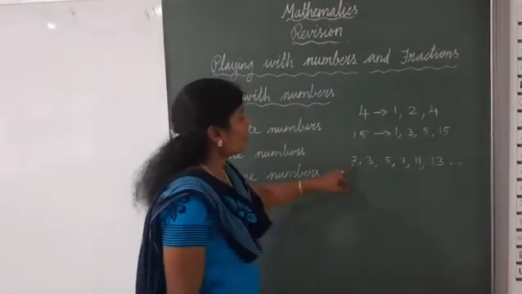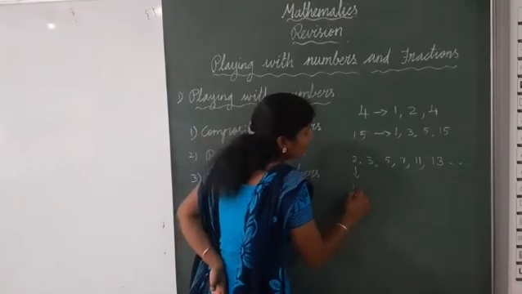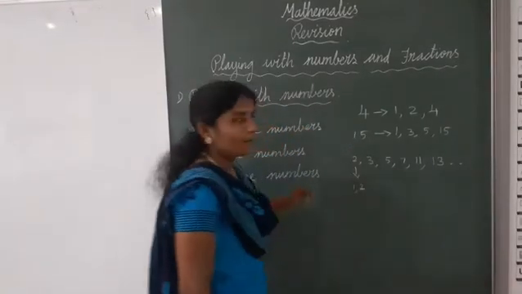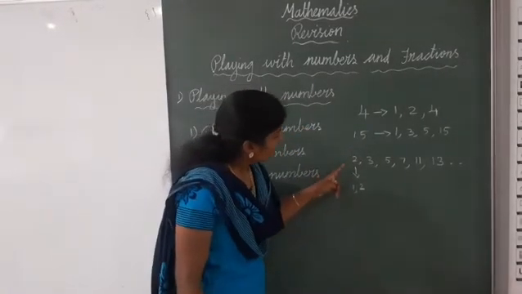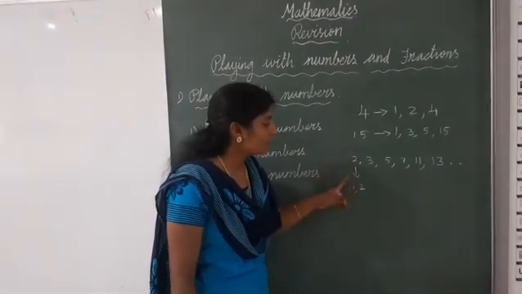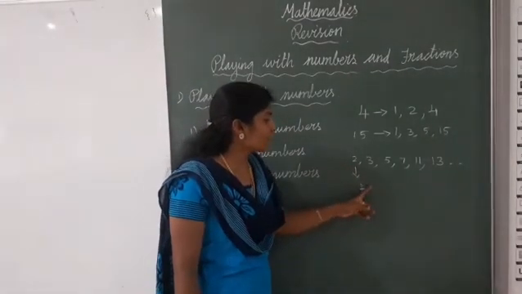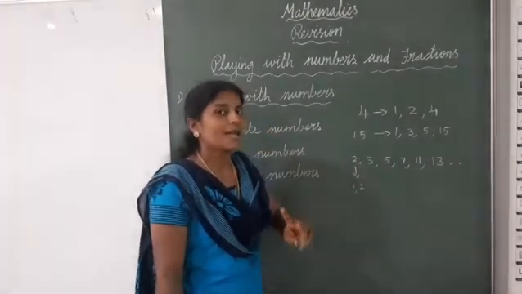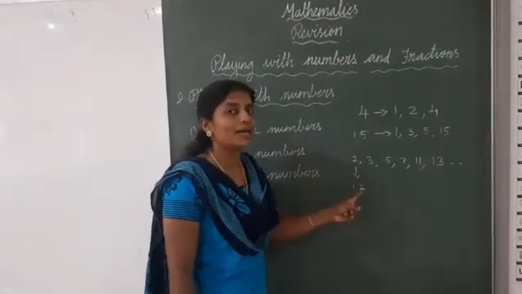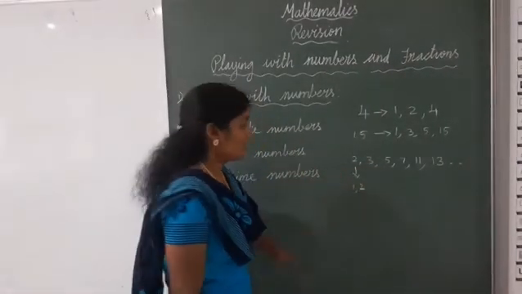Now, what are the factors of 2? 1 and 2. Prime number means the factors are 1 and that number itself. The factors of 2 are 1 and the number itself. So we can say exactly 2 factors, and those factors are 1 and the number itself. So we can say 2 is a prime number.